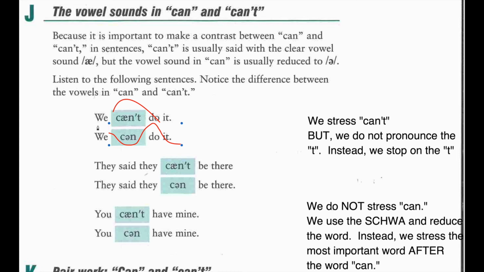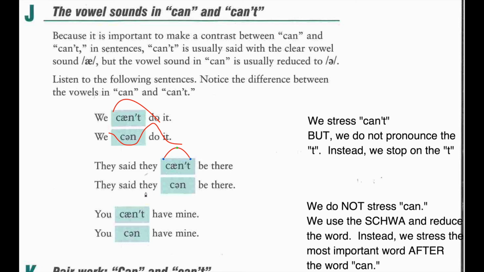So listen once again. Listen to the difference. We can't do it. We can do it. We can't do it. We can do it. Okay, so let's look at the next example. They said they can't be there. You try it. They said they can't be there.